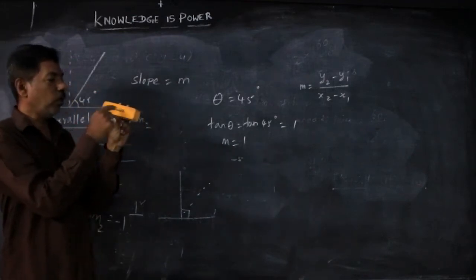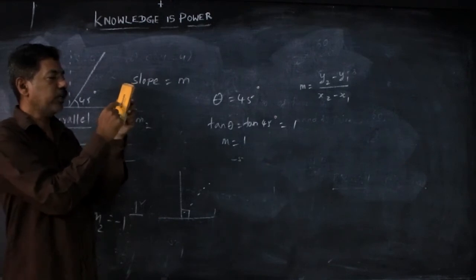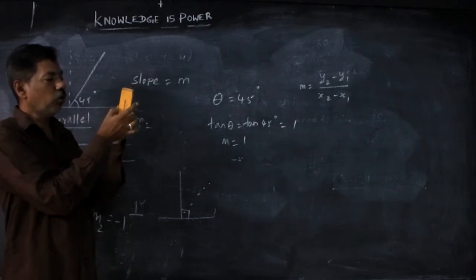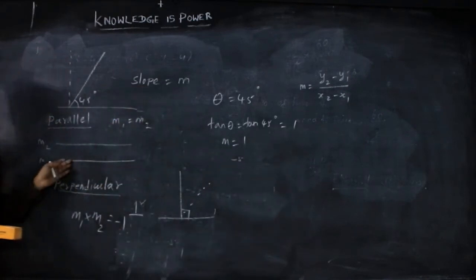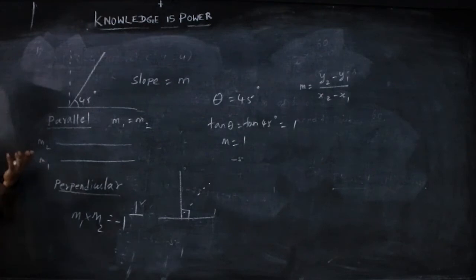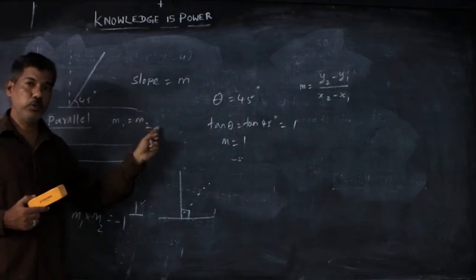Take this as m1 and m2. Or if you take it like this, m1 equals m2. These both are the same. Why? Because they are inclined the same, like a railway track. These are all examples of parallel lines. In that situation, m1 equals m2.